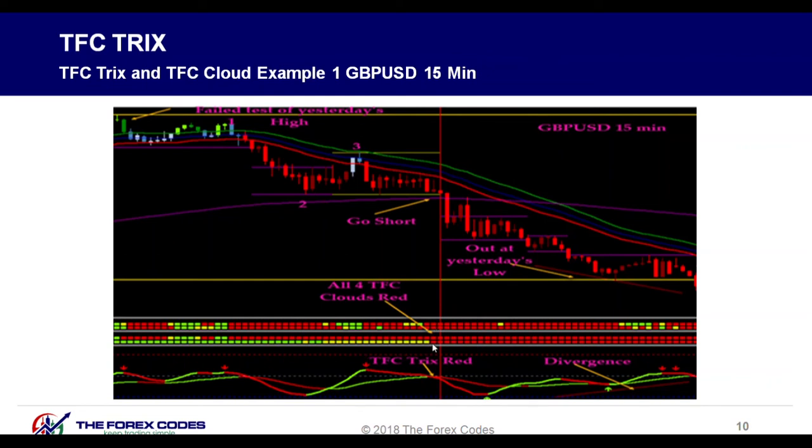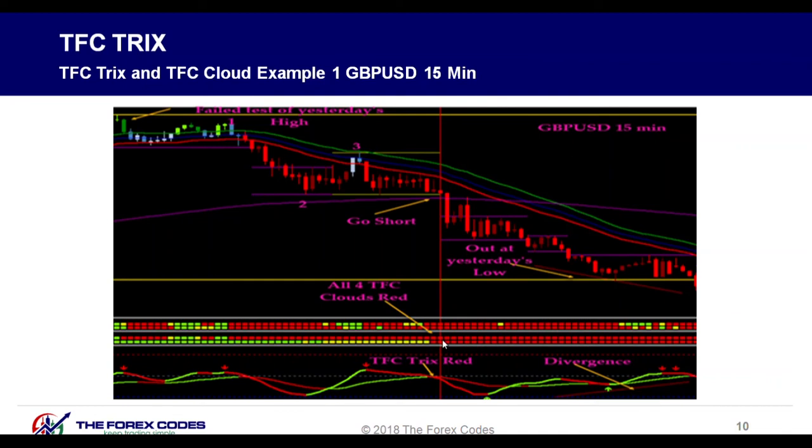Not only that, here the final cloud is not red. All 4 have to be red. So I've got the cloud telling me not to go short. I've got the Trix telling me not to go short. So I don't go short, and we've got support as well. This support has to be broken, and it gets broken here.